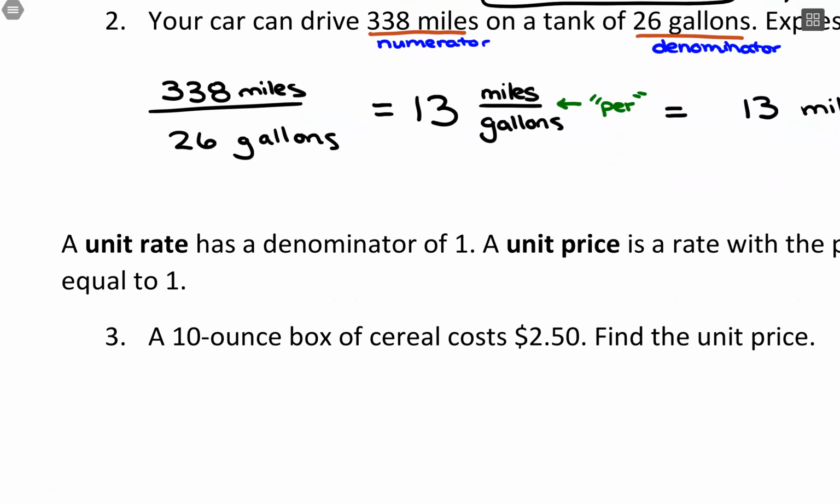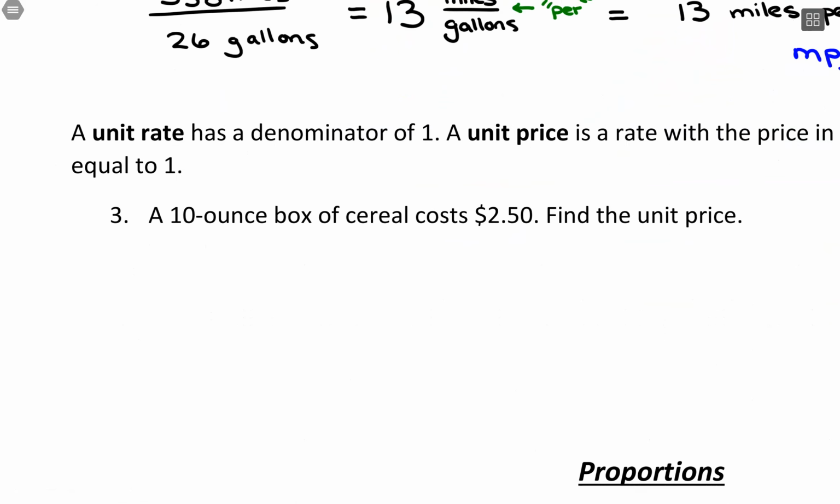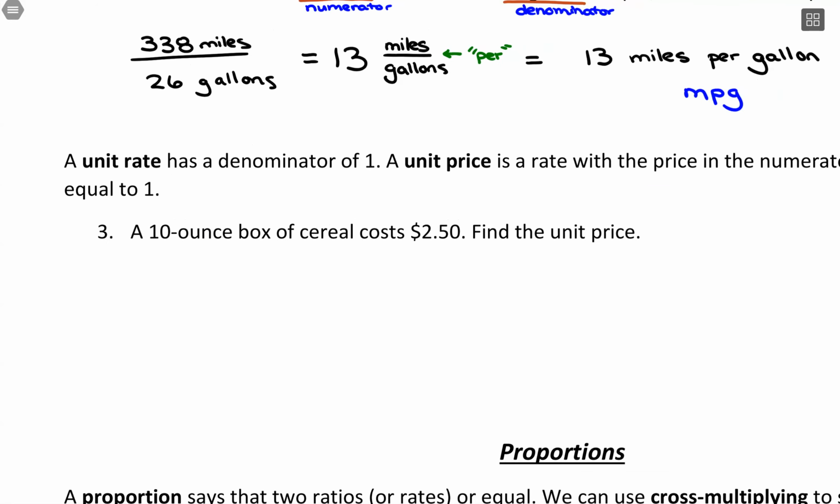All right, so a unit rate. A unit rate has a denominator of 1. So it's going to be coming through here as some numerator divided by 1 in the denominator. And then a special form of unit rate that we're going to look at is unit price. And this is where we're going to have a numerator that's in money. So we're going to have some money in the numerator divided by some unit in the denominator.